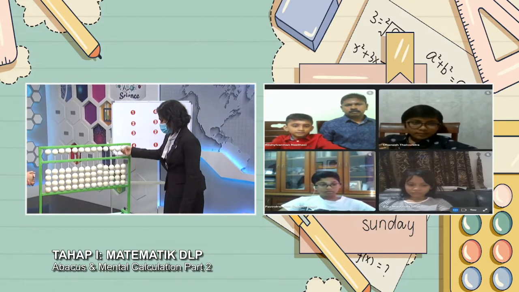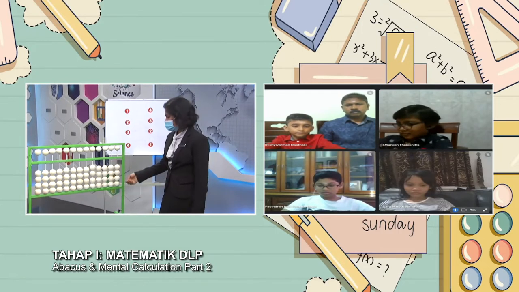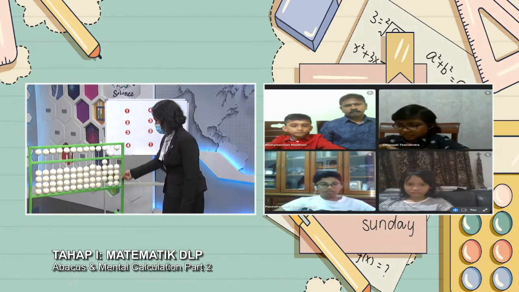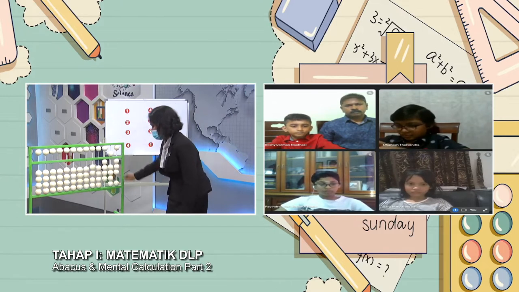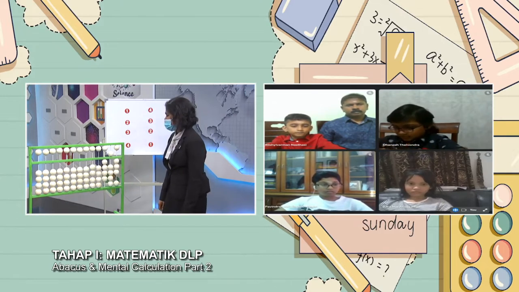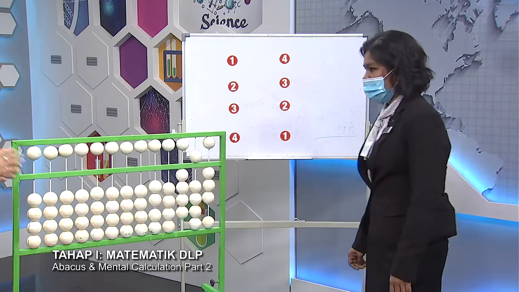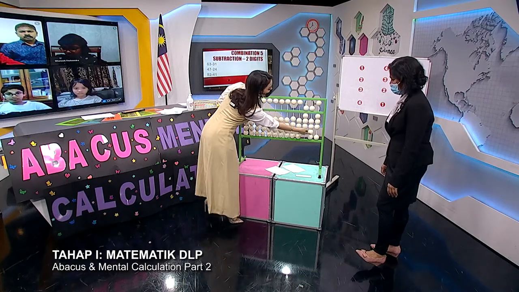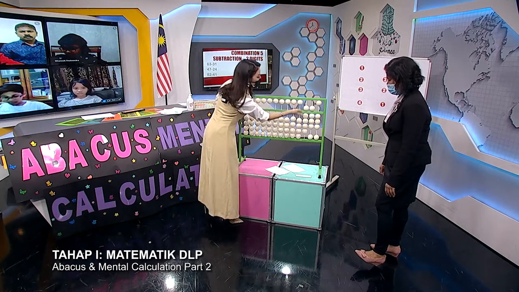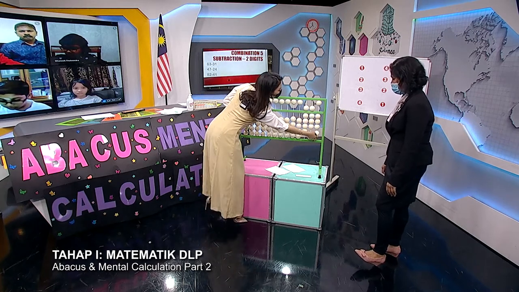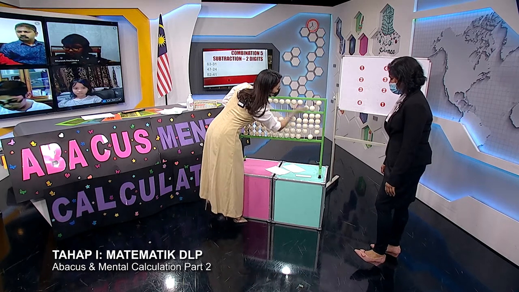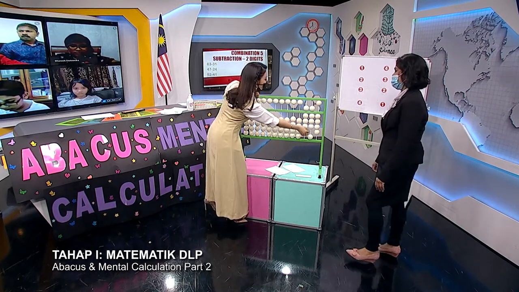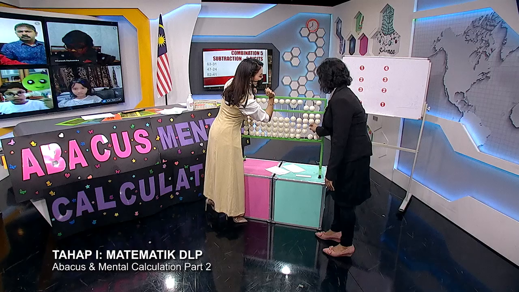453 plus 534. 5 is here, 3 here, and then four, because we don't have enough, so just bring it down. Bring it down, dear. Okay, never mind.